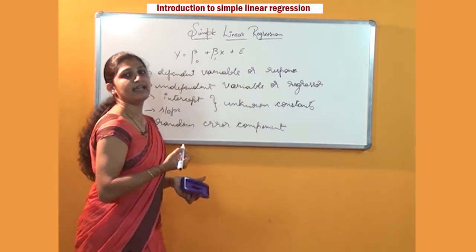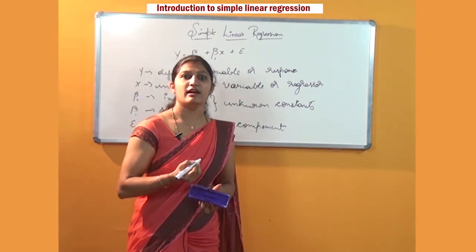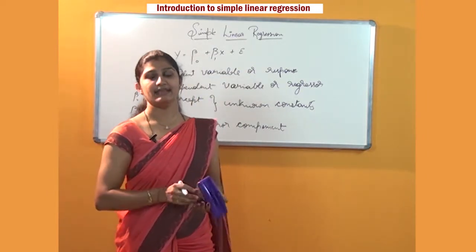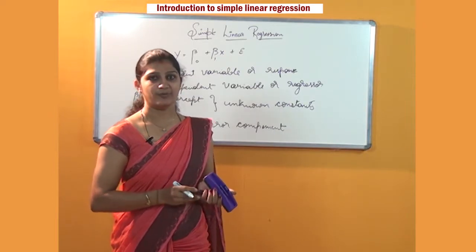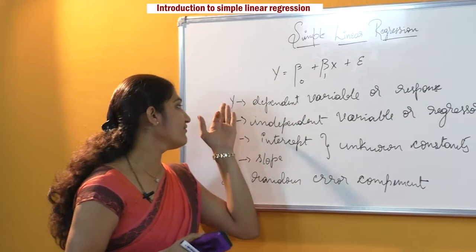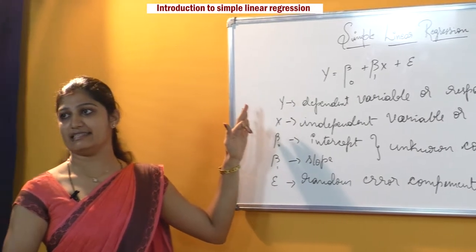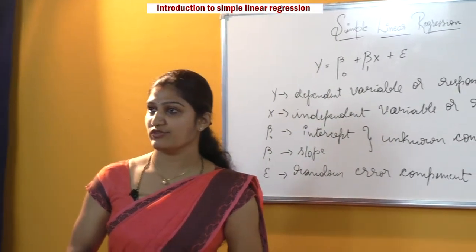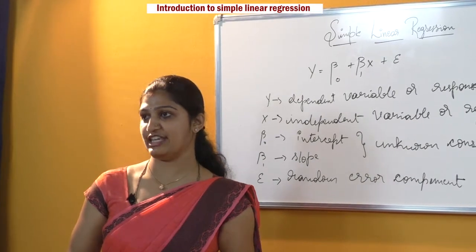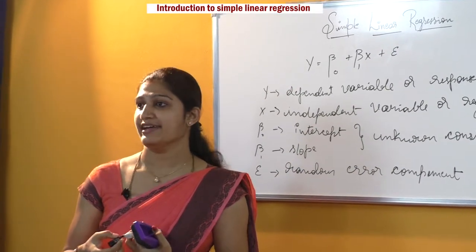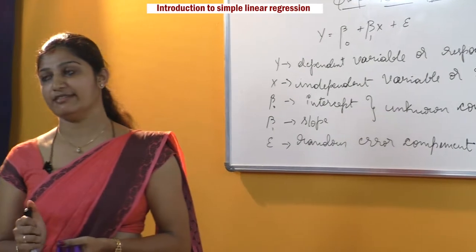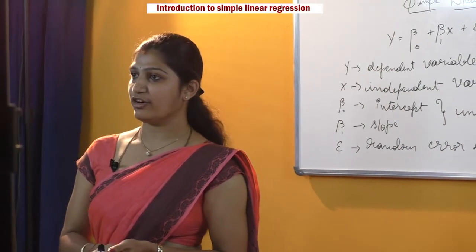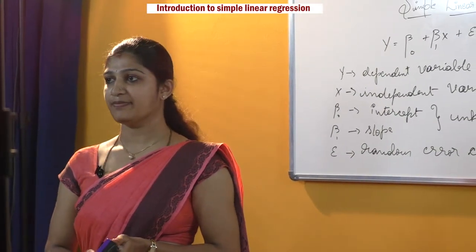that is, the difference between the observed value and the estimated value, where y is considered as the random variable and x is the controlled variable or deterministic variable, and beta naught and beta 1 are the parameters of the model.